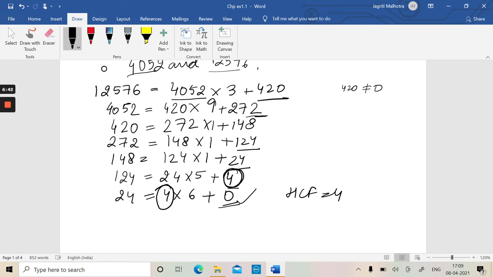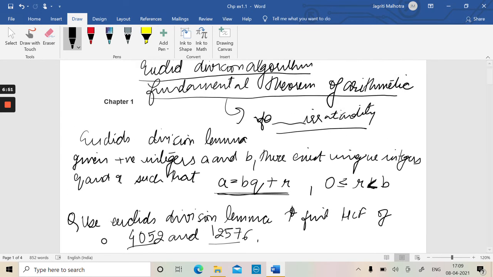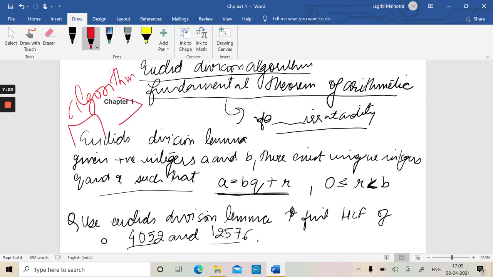So moving forward, let me tell you that this is Euclid's division lemma, and when it is combined with the algorithm part, they both together form the division algorithm.